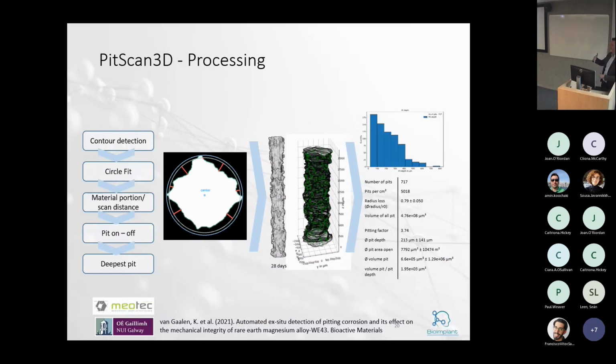Once we have the pit defined, we have pit depth, we have pit volume, we have how they vary in space, we can come up with a series of parameters that defines those pits.